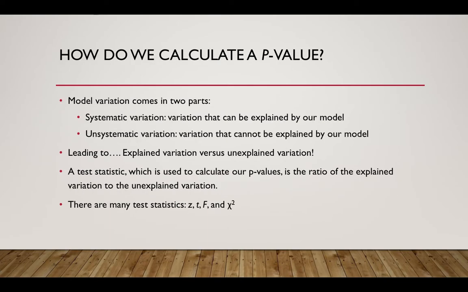So how do we calculate a p-value? What is a p-value? Again, if the null hypothesis is true, a p-value is the probability of collecting our sample data, or something more extreme than our sample data. So, guys, it all goes back to variation. We have what's called systematic variation that can be explained by our model. And then we get into error, and that's what we call unsystematic variation.